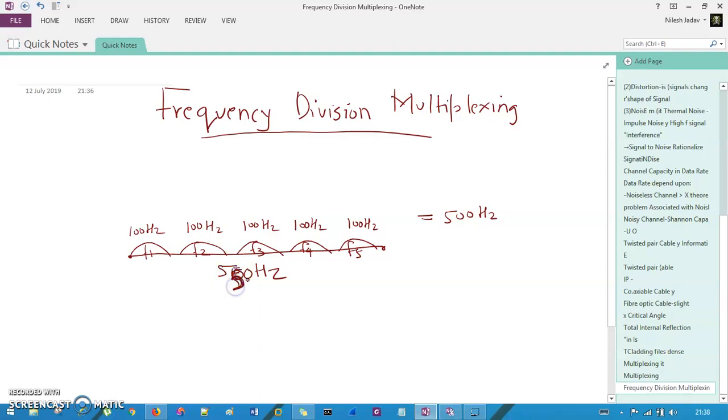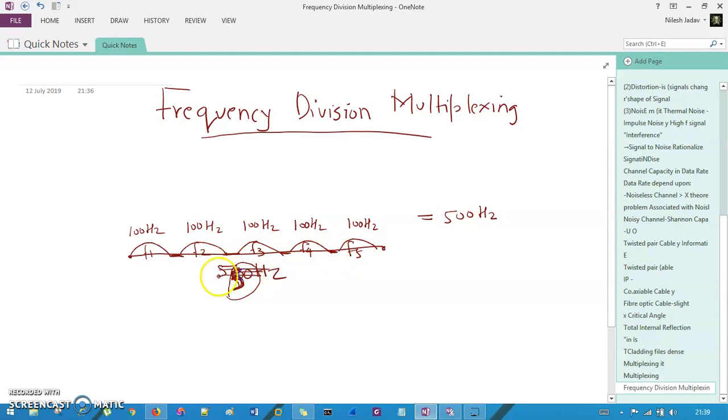This is my 550 hertz. So now we have 500 hertz, but where exactly is this 50 coming from? The problem here is the 50 is coming from this gap. You can see there is a gap between two frequencies. First gap, second gap, third gap, and fourth gap.